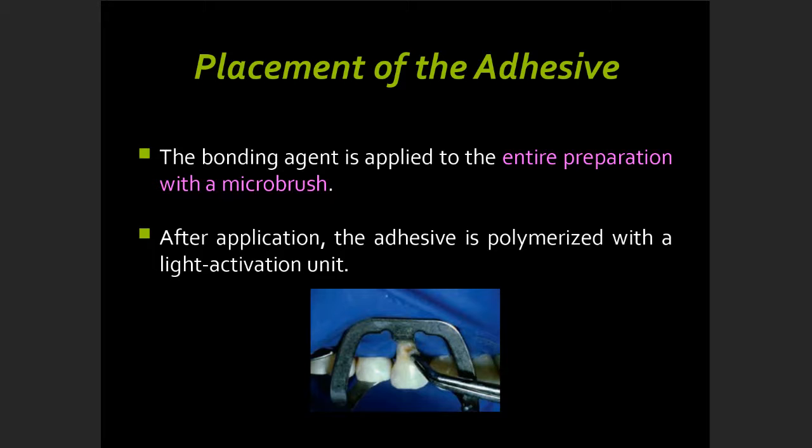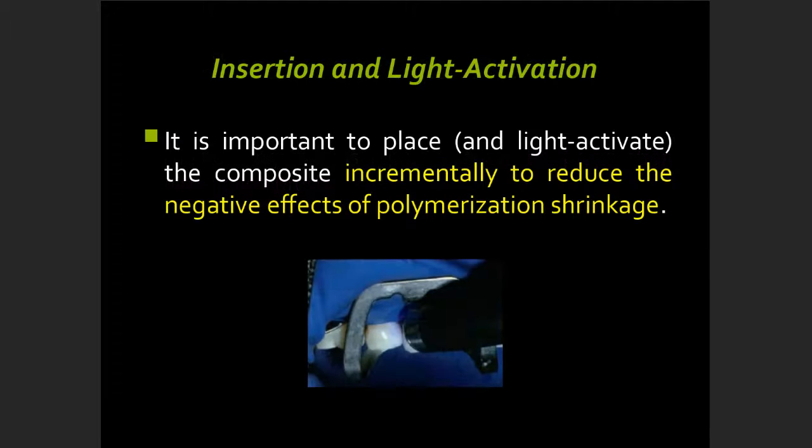The bonding agent is applied into the entire preparation with a micro brush. We have already discussed these things. After application, the adhesive is polymerized with a light activation unit. Now we do the composite increment to reduce the negative effects of polymerization.